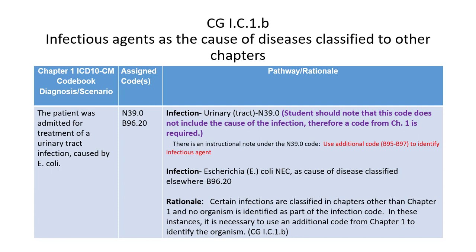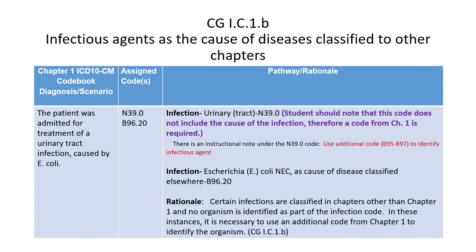B96.20 code. The reason why you have to have the B96 is because the N39.0 just says the patient has a urinary tract infection. It does not tell the reader what's causing that infection. We know from the diagnosis in the scenario that the infection is caused by the E. coli, but there's no code in the chapter for the urinary system that gives that information.